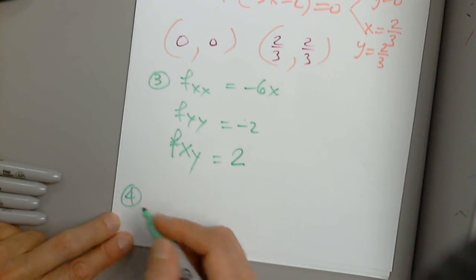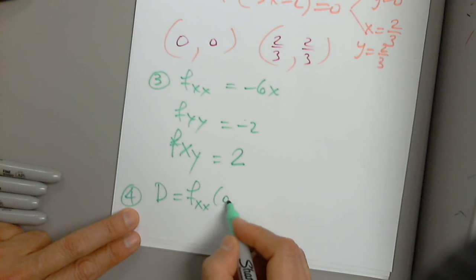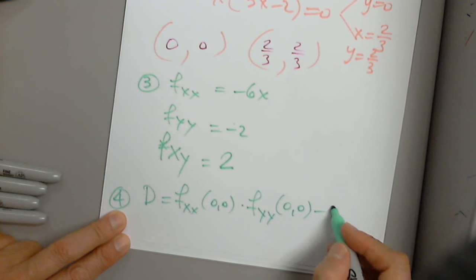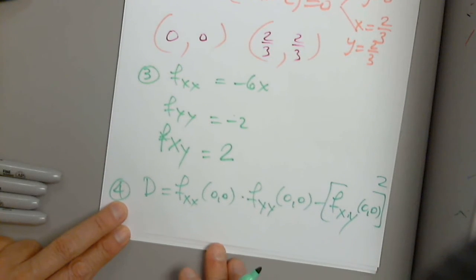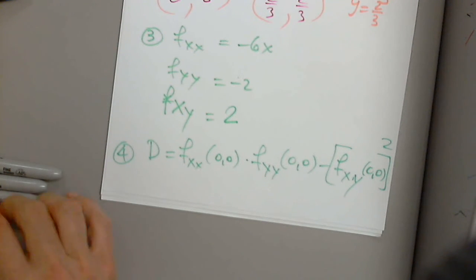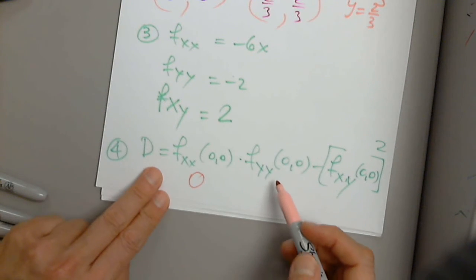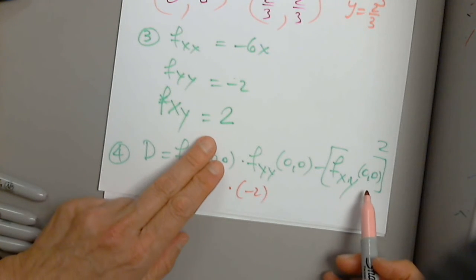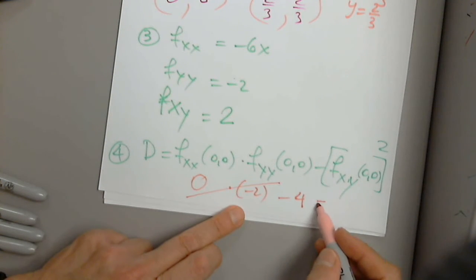In step 4, we conduct a D test. D is fxx of 0, 0 times fyy of 0, 0 minus fxy of 0, 0 squared. How much is fxx of 0? 0. How much is fyy of 0? -2. Right. How much is fxy at 0, 0? 2. Minus 4. So this is 0, and we get -4.